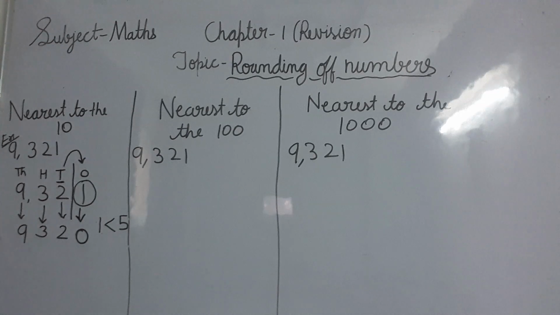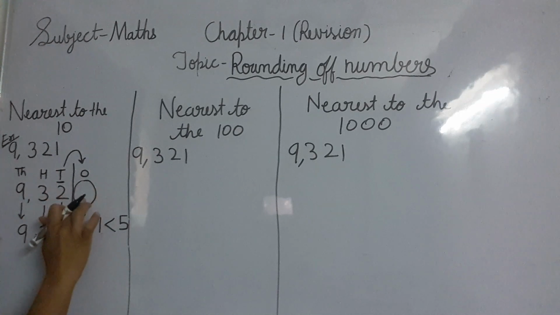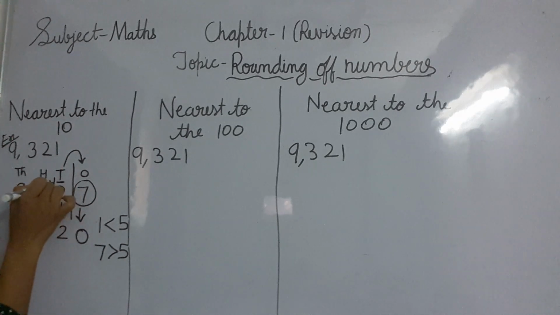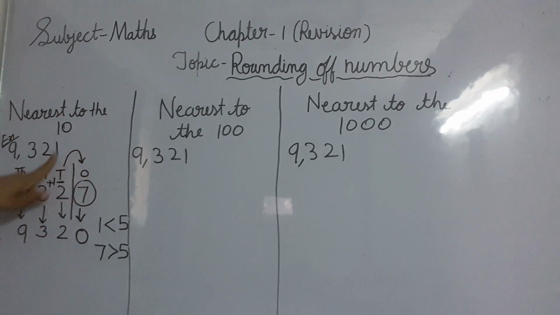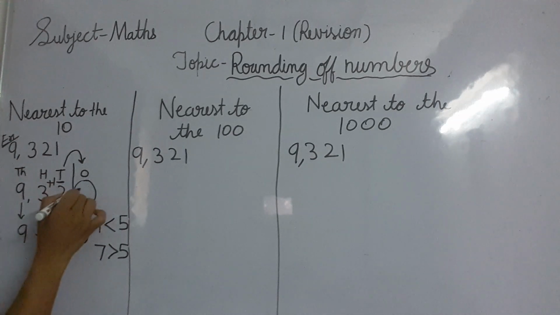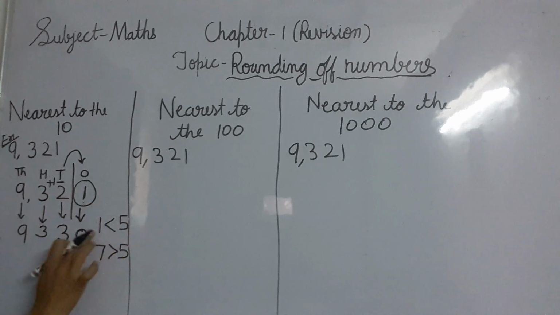Yes. What happens if in place of this I have 7? That time the 7 is greater than 5. Yes, that time we'll add 1 here. Round up. Yes, this is called round up. This time we will add 1 here, and in place of 2, 3 will come here. But right now we have only 1 here, which is less than 5.